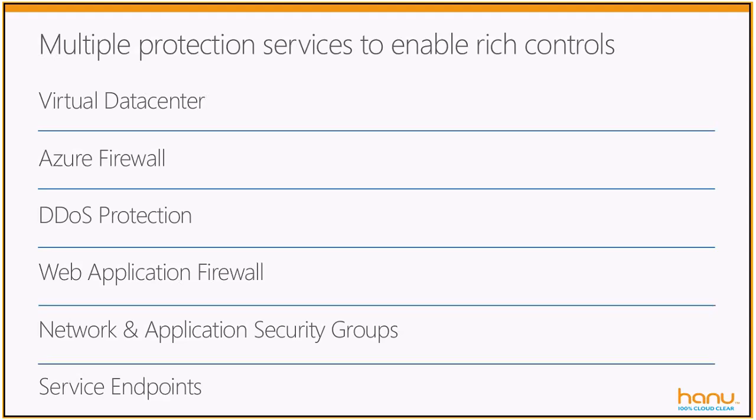Whenever there is an attack on your system, it will protect against it. What is DDoS? Distributed denial of service attack. Basically it's a flood of data coming to your workload, so it may crash your workload. We'll talk about this in later slides.